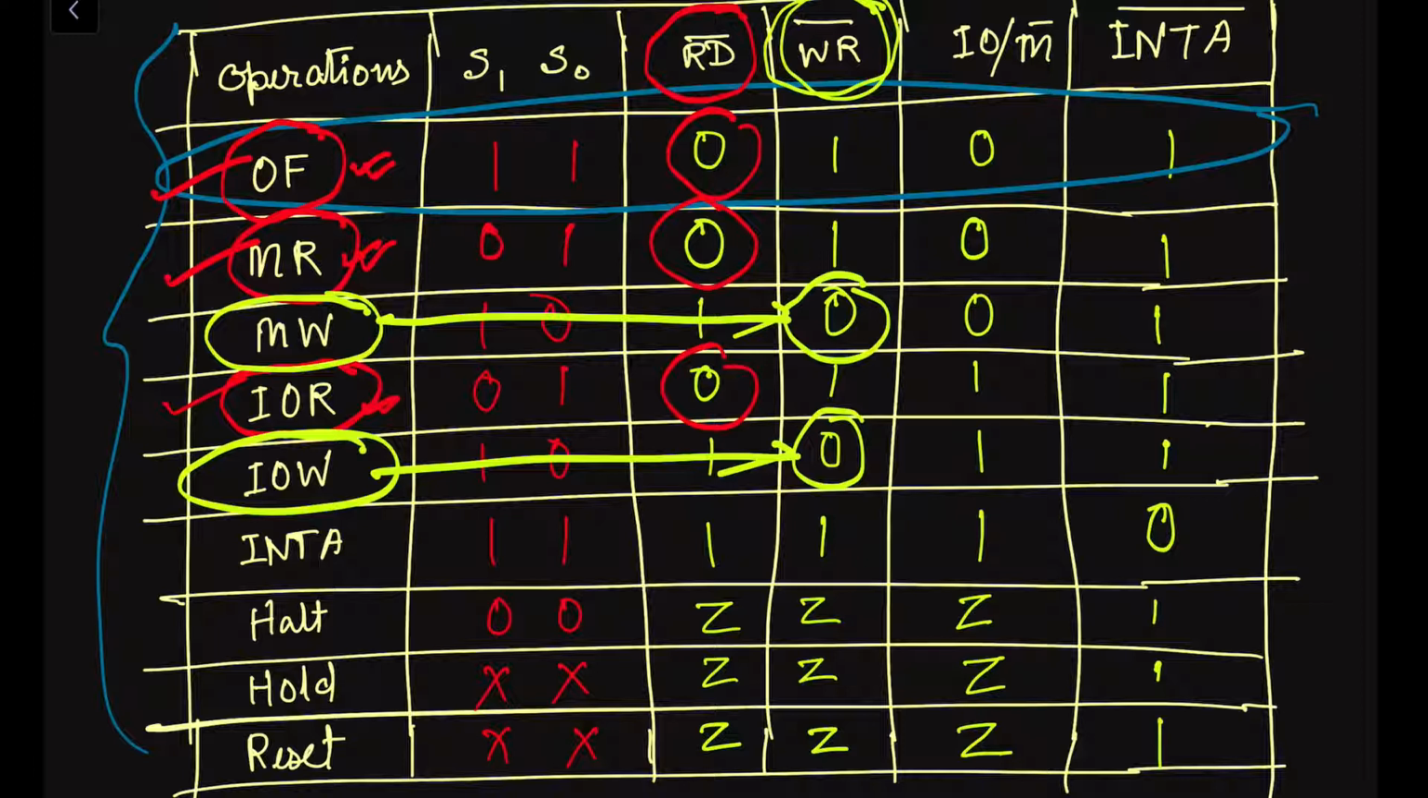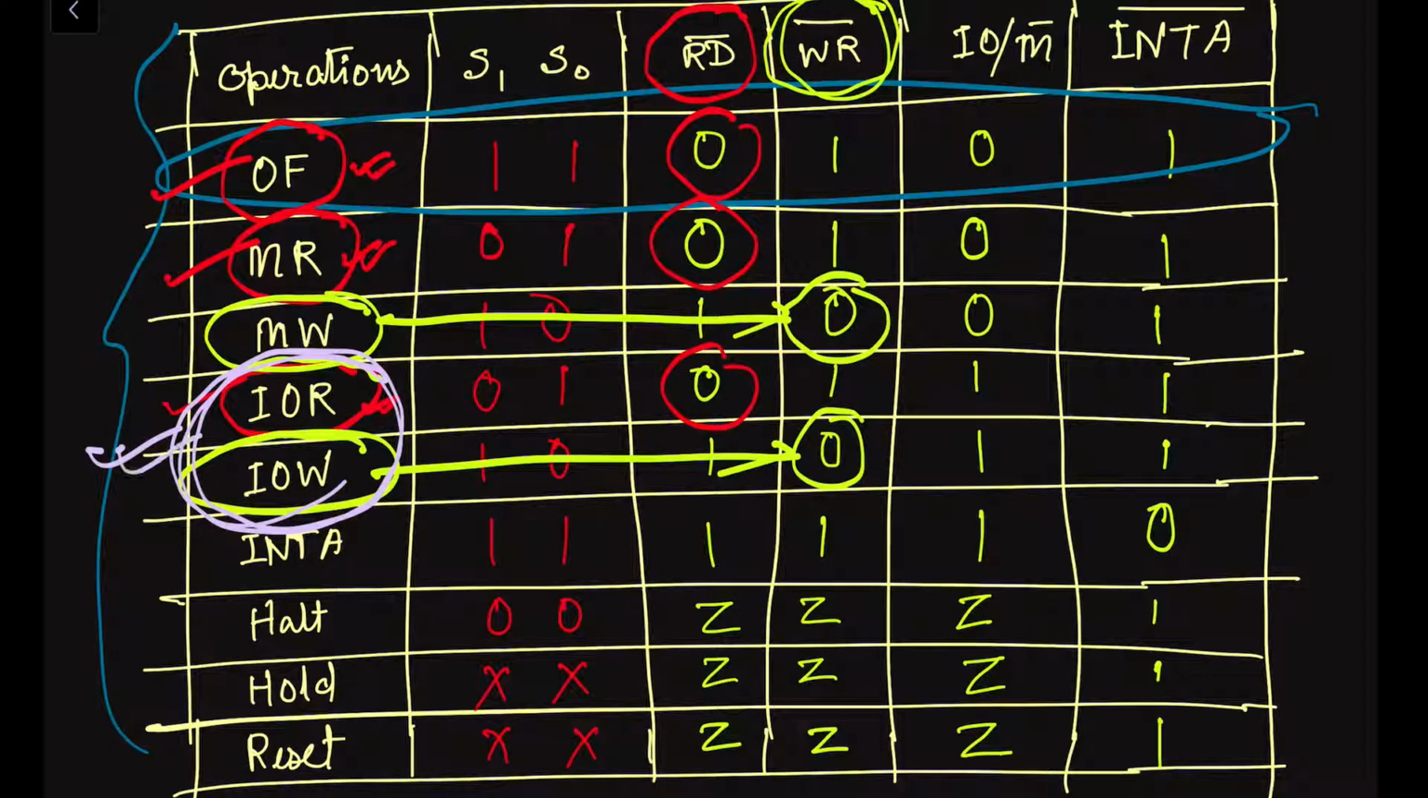Similarly, if it is an input output read, then it will be the high signal. See, here you have these two values. So let me use another color. Suppose for this one value, input output read and input output write, I am showing you here.